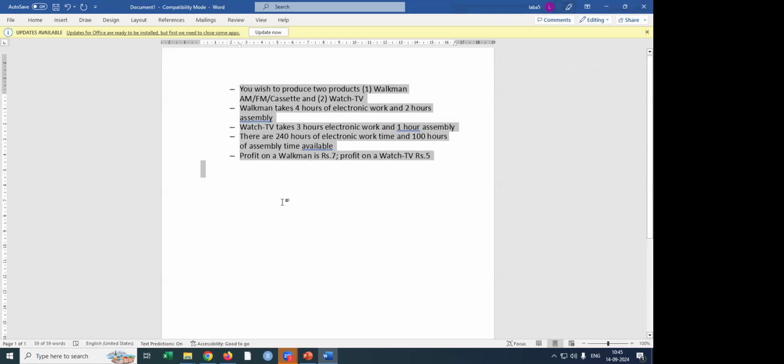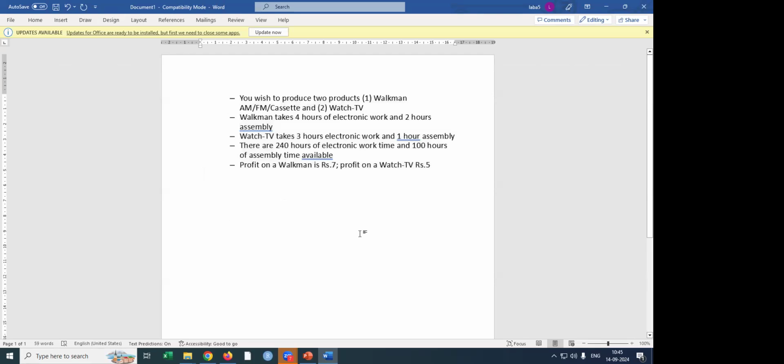So you can see here what it is saying. You wish to produce 2 products, Walkman and Watch TV. So what we are assuming, there are 4 components. X is equal to number of Walkmans, and Y is equal to number of Watch TV we are producing.